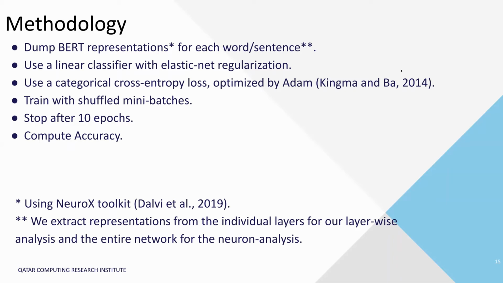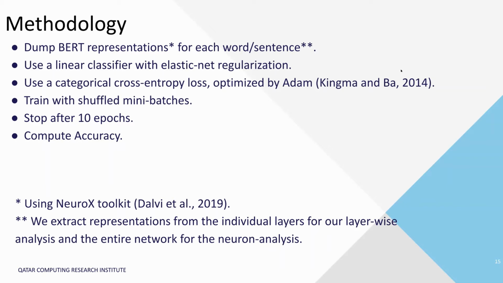So basically, on top of these representations, we have the tags that are expected. We use a linear classifier with elastic net regularization, and we use categorical cross entropy for optimization. Then we train every classifier for 10 epochs, and then we compute the accuracy.